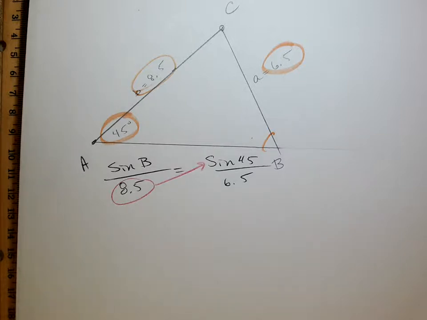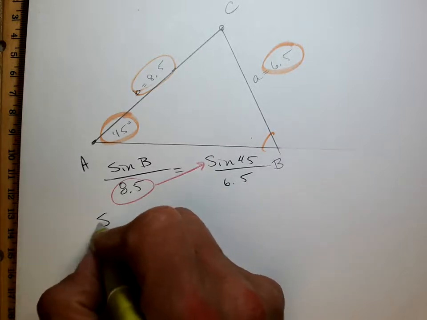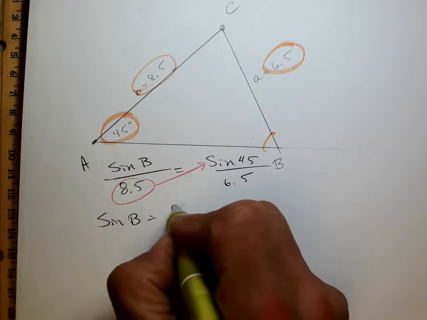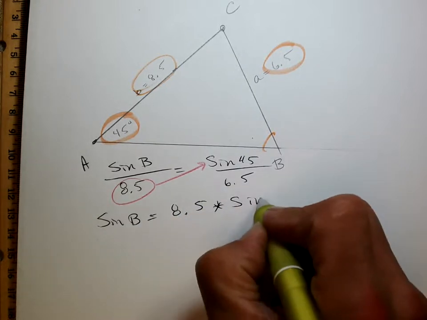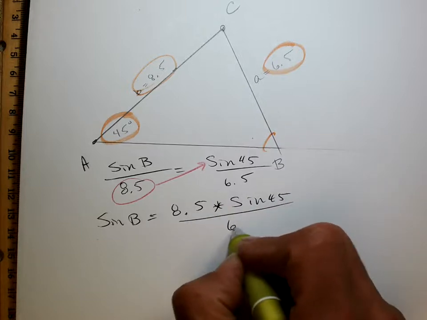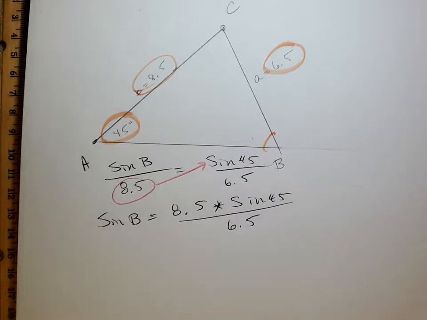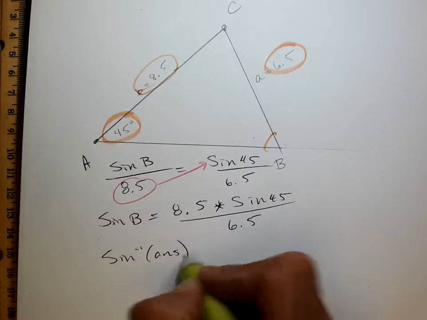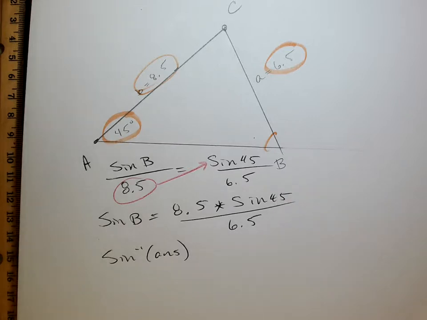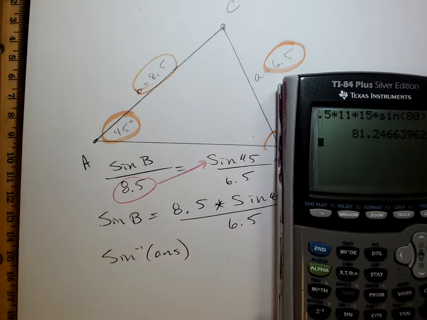So I'm going to have sine of B equals 8.5 times the sine of 45 divided by 6.5. And I know I'm going to get a decimal because I'm going to have to sine inverse it, right? I will have to sine inverse that answer. So I'm going to use my calculator while you guys are writing the steps down. You good on what I've done? Okay.